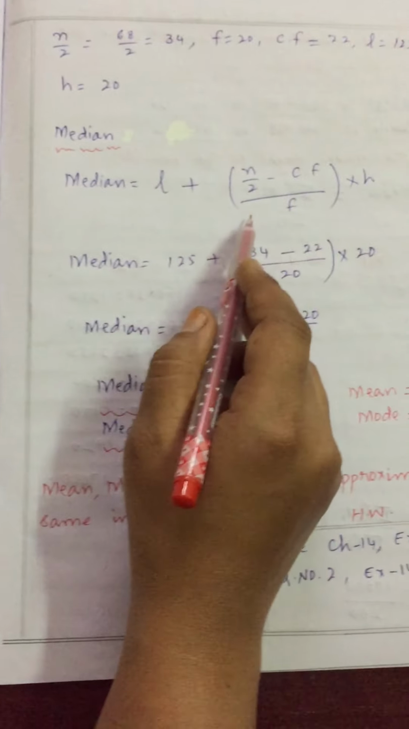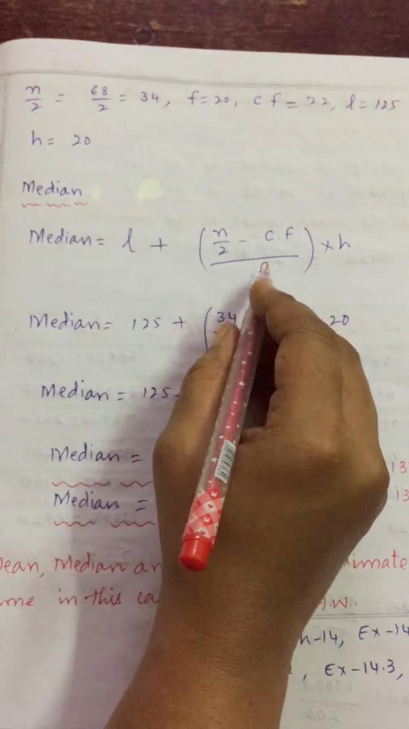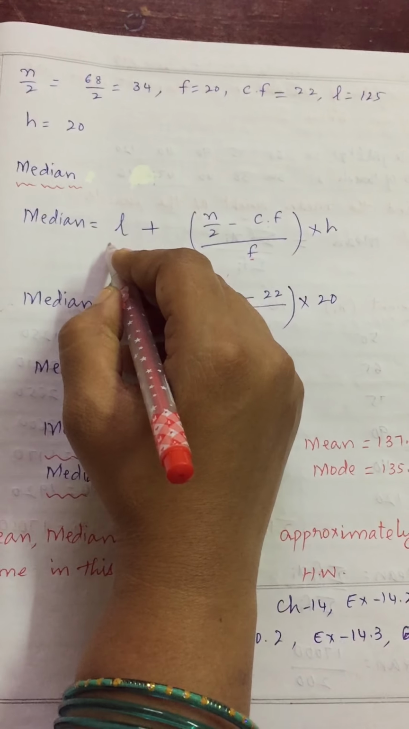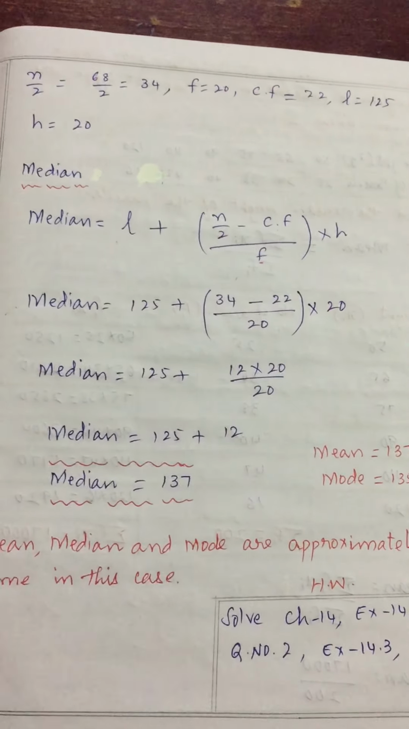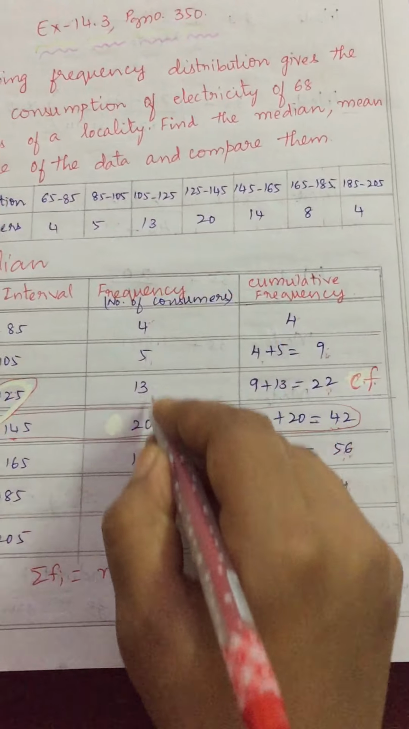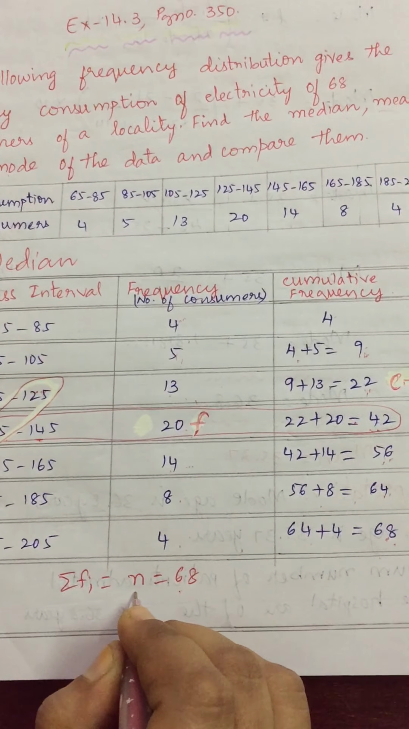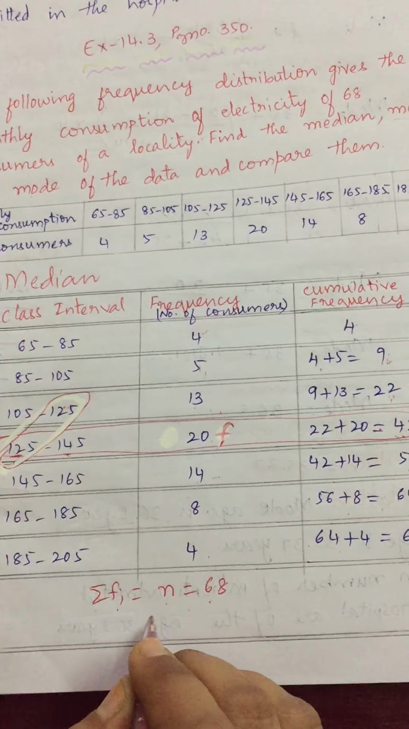First thing, what is the median formula? L plus (n by 2 minus CF) by F into H. This is the median formula where we need to find F, CF and L value. L we know, lower limit only. H also we know, height of the class. N is nothing but the number of frequencies. When you add the frequency column values, you will get 68. That is nothing but N, or you can say summation Fi also, both are same. So we will get it through that.